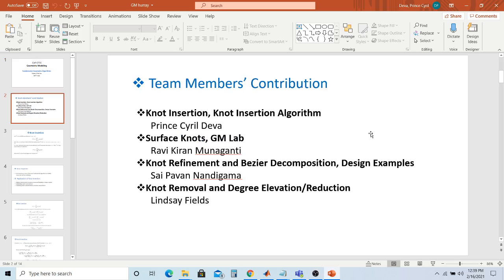These are our team members' contributions. I am Prince Cyril Deva. I'll be the first one presenting today, starting with knot insertion and the knot insertion algorithm. The next team member, Ravi Kiran, will talk about surface knots and the geometric modeling lab, followed by Sai Pawan with knot refinement, Bezier decomposition, and design examples. Finally, Lindsay Fields will talk about knot removal and degree elevation/reduction.